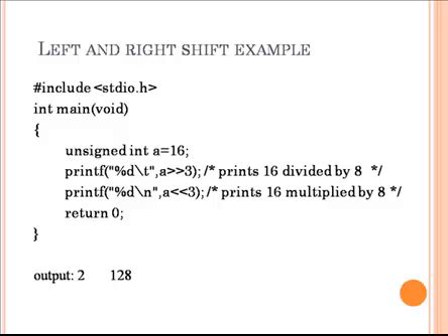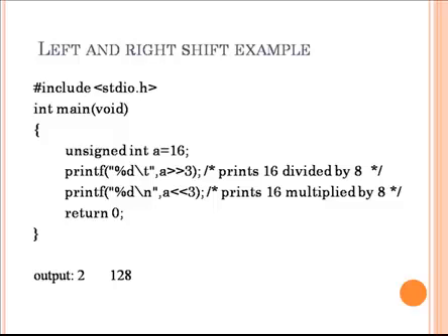Let's examine the program on left shift operator and right shift operator. Here 16 is assigned to A. The first statement of the program is A equals 16. In the second statement, A >> 3 means we are performing the right shift operator. In the third statement, A << 3 means we are performing the left shift operator with 3 bit positions.